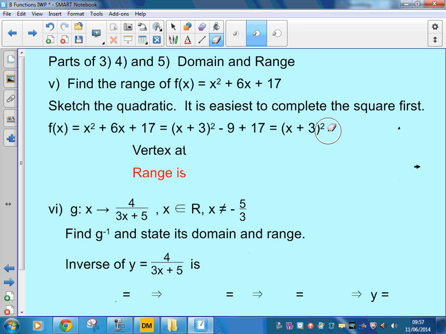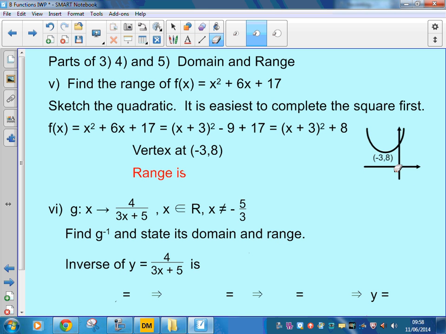So that becomes (x + 3)² + 8. Now if we think of it, check it by expanding: x squared, 2 lots of 3x, 6x, plus 9 plus 8 is the plus 17, so it is working. Now the vertex here is going to be, change the sign here to minus 3, 8. So your vertex is at (-3, 8).